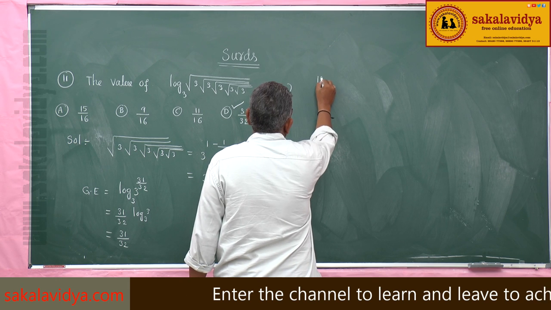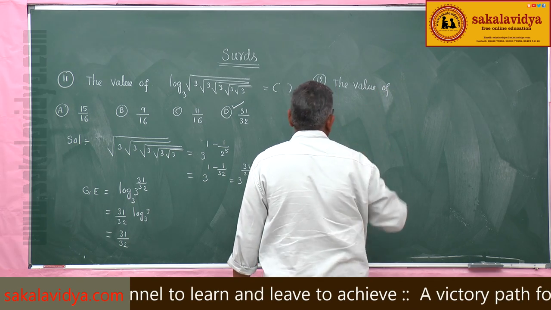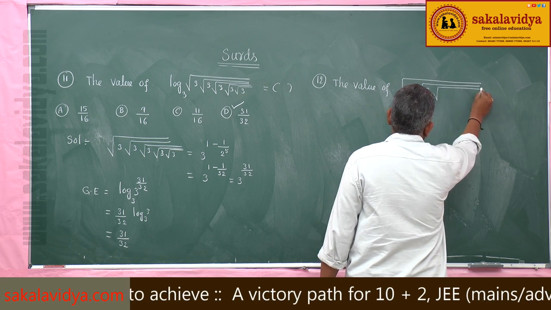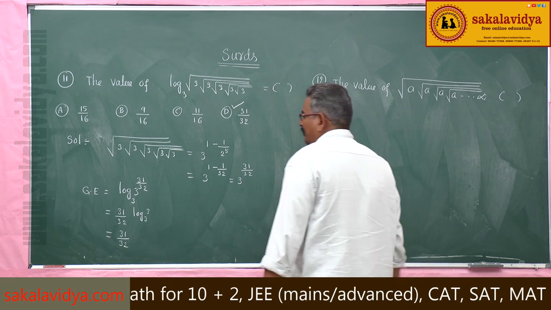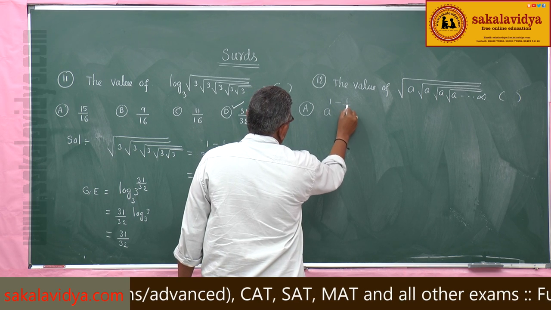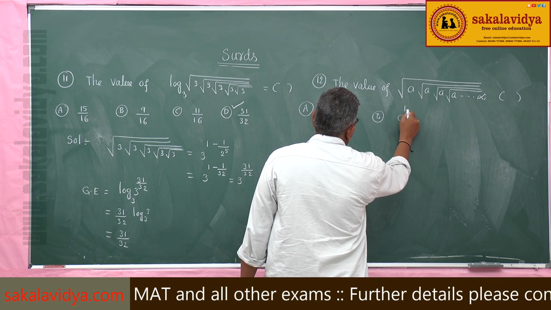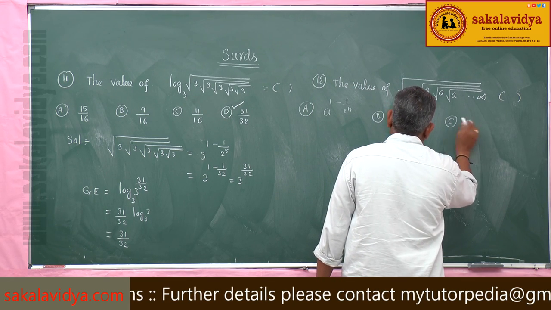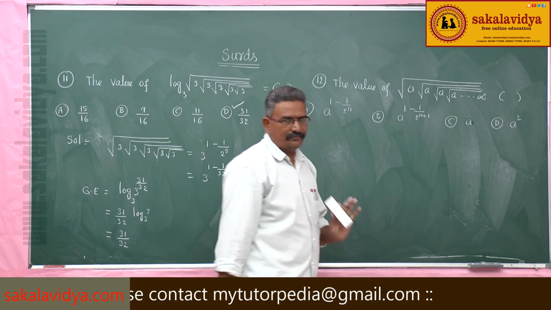Twelfth one, the value of root of a, root of a, dash dash infinity. See first option, a to the power of 1 minus 1 by 2 power n, B, A to the power of 1 minus 1 by 2 to the power of n plus 1, C, sorry, this is A, D is A square. Let us see.